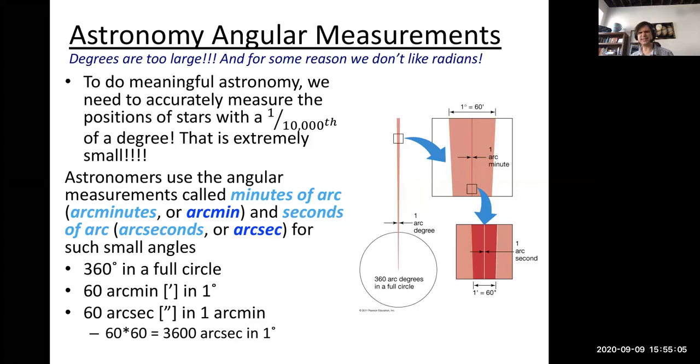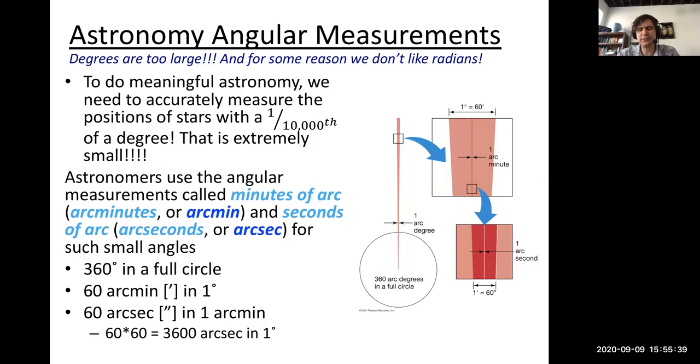Unfortunately, however, degrees are tragically too large for astronomy. For us to do anything meaningful in astronomy, we need to accurately measure these angles on the sky with usually a precision of about 1/10,000th of a degree minimum. Usually much more precise than that, 1/100,000th or more of a degree. So that's a very small angle on the sky.